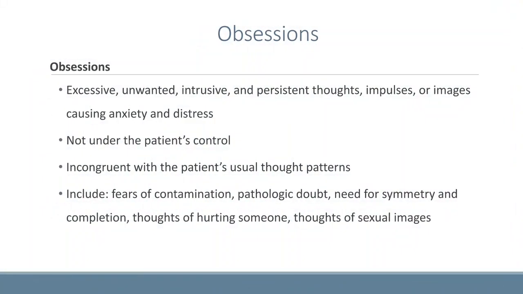What are obsessions? So breaking down what this disorder actually means. Obsessions are excessive, unwanted, intrusive, and persistent thoughts or impulses or images that cause anxiety and distress. It's something that is not under the person's control, and it's not incongruent with patients' usual thought patterns. It could be like things that they wouldn't normally think about. This includes fear of contamination, pathological doubts, need for symmetry and completion, thoughts of hurting someone, thoughts of sexual images.